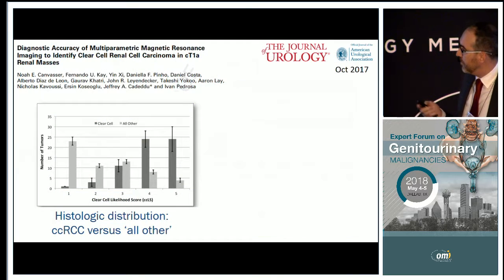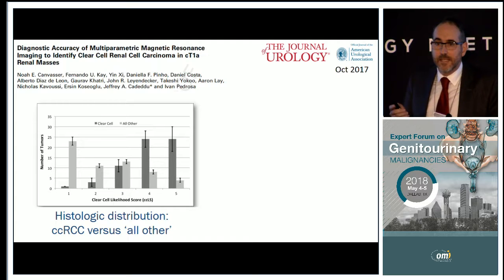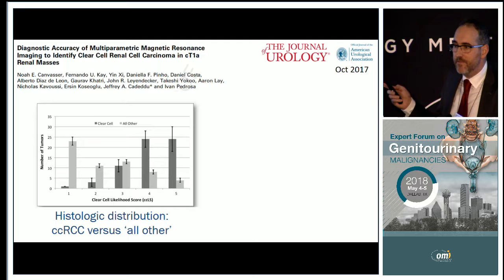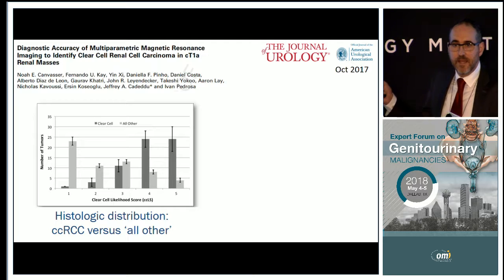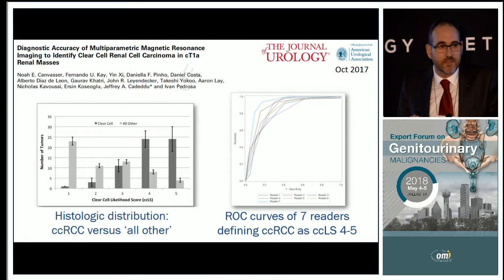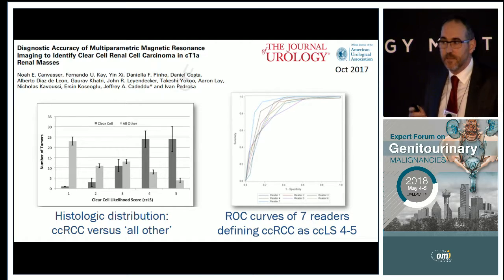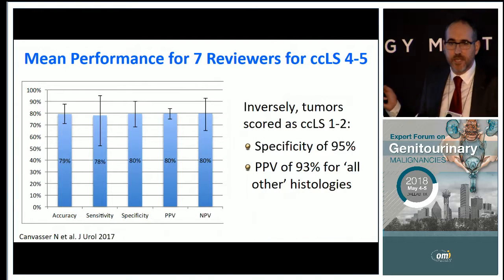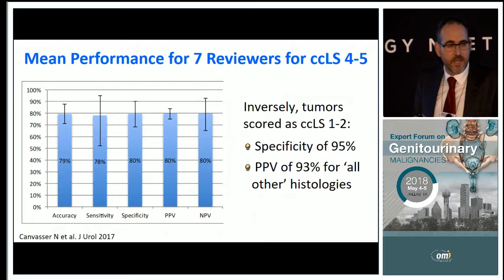So how well do we do? We created a clear cell likelihood score, and as you can see here, as the score goes up from 1 to 5, the likelihood of clear cell goes up, and the likelihood of non-clear cell goes down. And this was actually pretty robust performance across 7 different radiologists looking independently at these images. In fact, the diagnostic performance was around 80% for sensitivity, specificity, and accuracy.